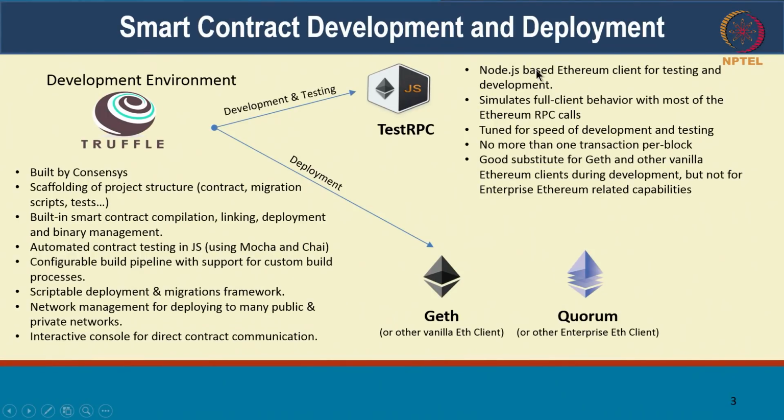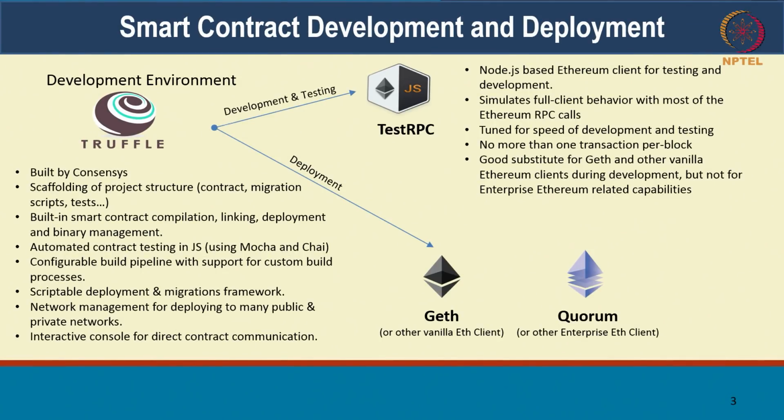TestRPC is a Node.js based Ethereum client for testing and development. It basically simulates full client behavior as if you were running on the actual public Ethereum network. It helps really improve the speed of development and testing, because you have a single node almost with yourself for development and testing. But it has some limitations.